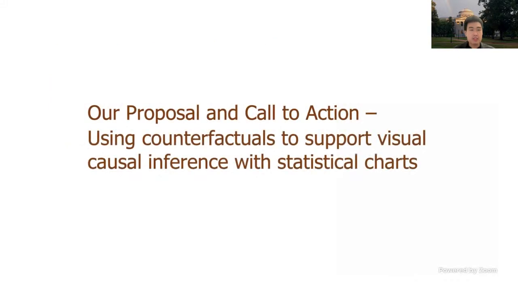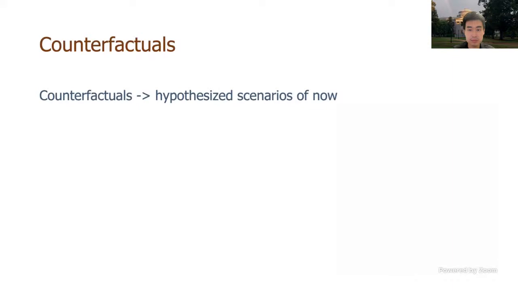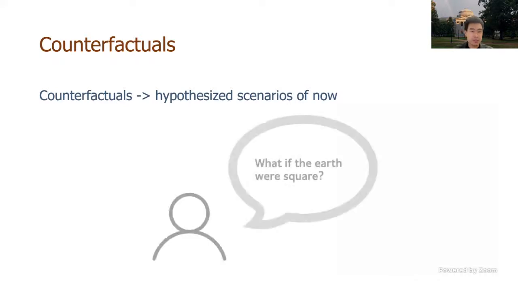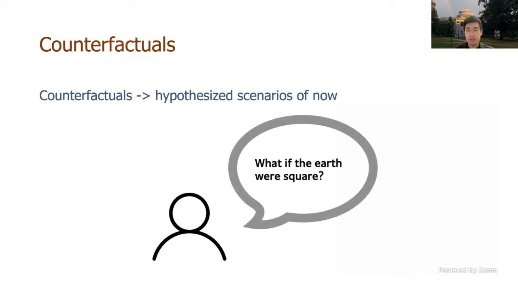In this presentation paper, we propose to use counterfactuals as an alternative to existing approaches to support visual causal inference, especially with those common statistical charts. So what is a counterfactual? Counterfactuals are hypothetical scenarios that enable us to examine potential outcomes across different scenarios in which only one particular factor is altered. Isolating the factor enables improved reasoning about and understanding of causal relationships involving this factor. For example, what if the Earth were square?